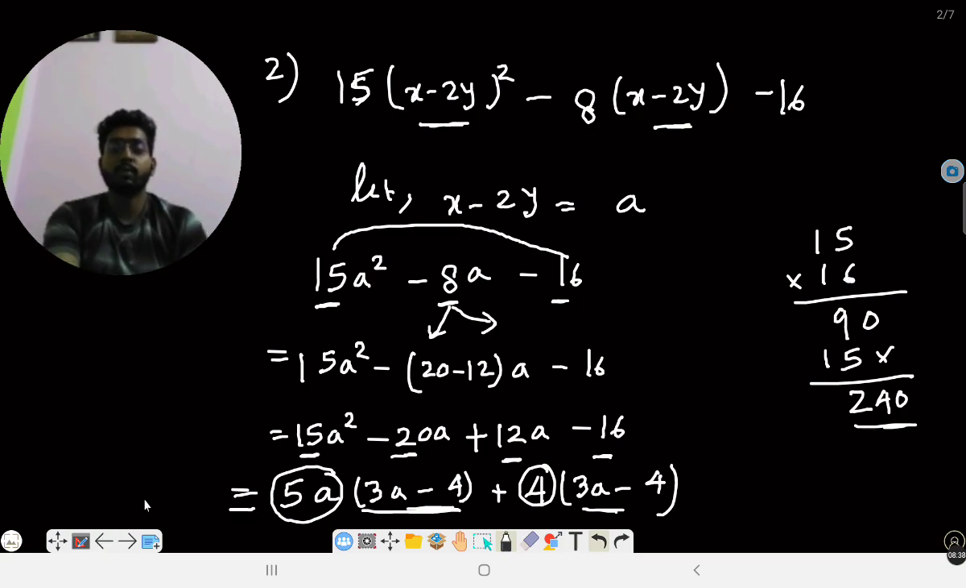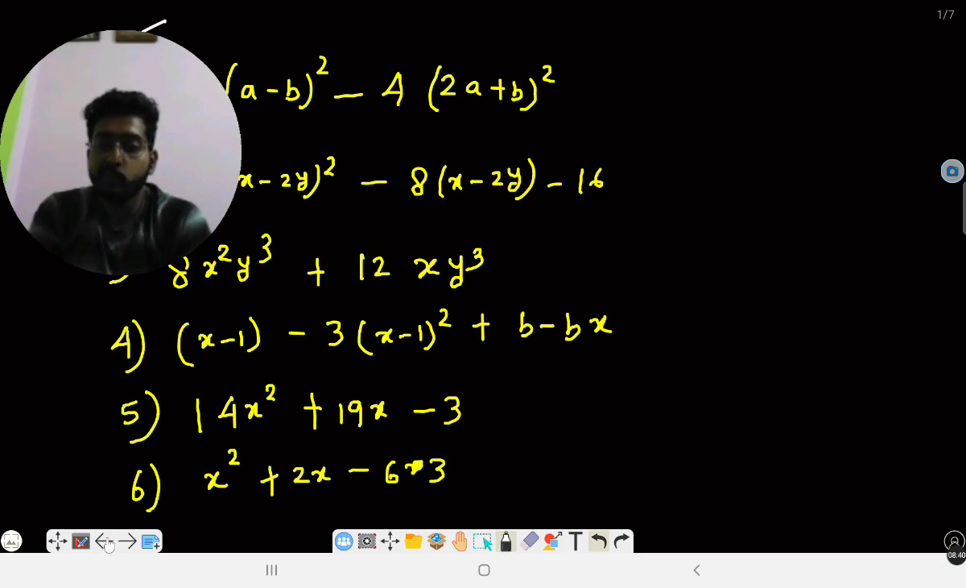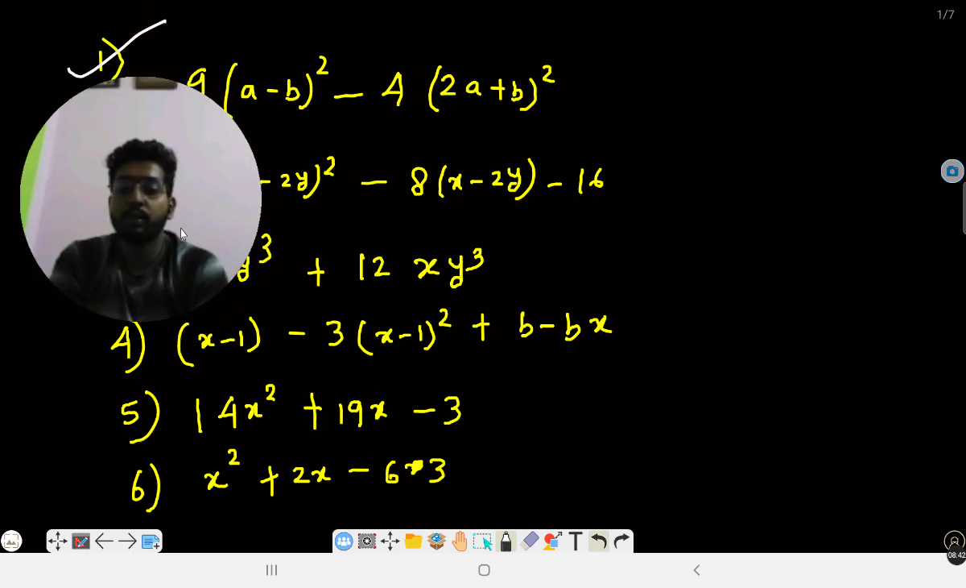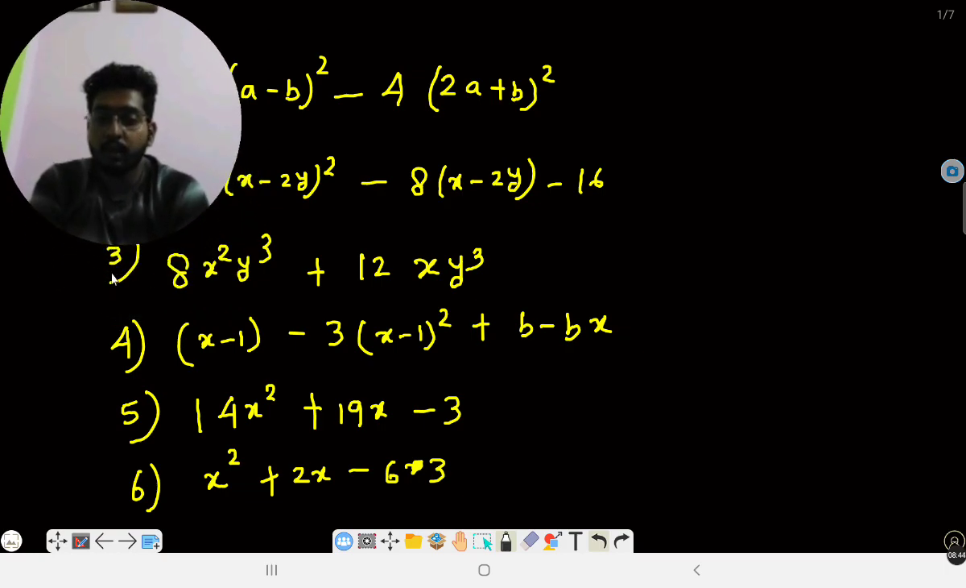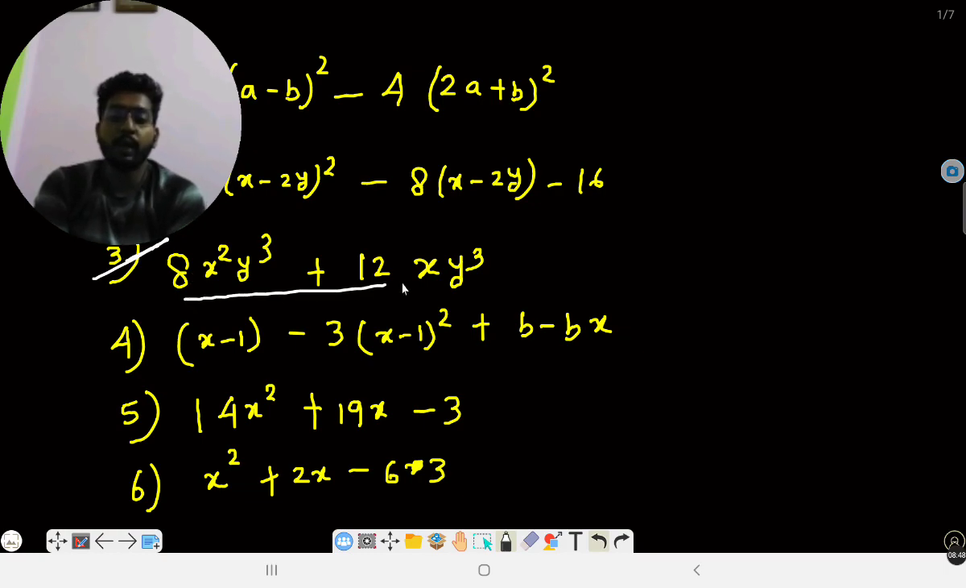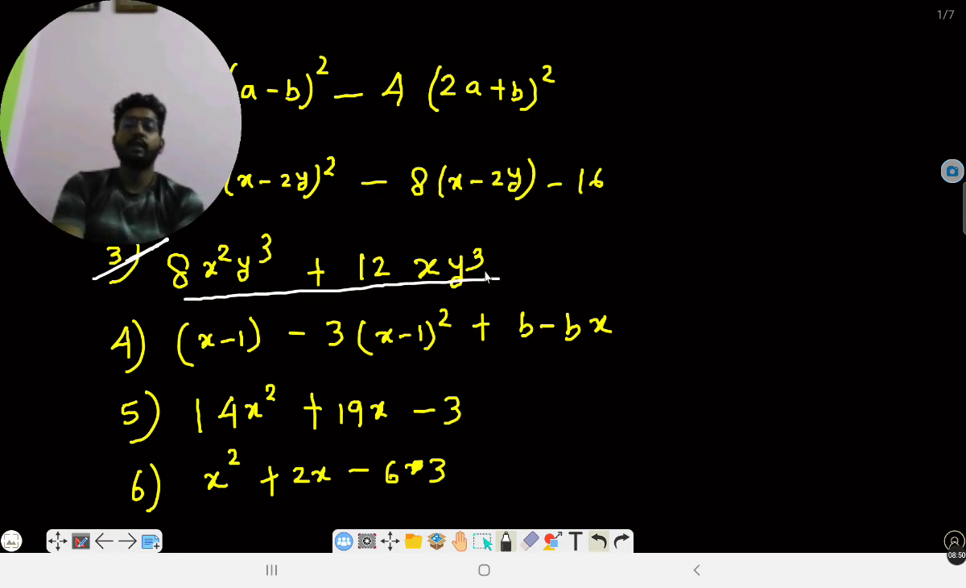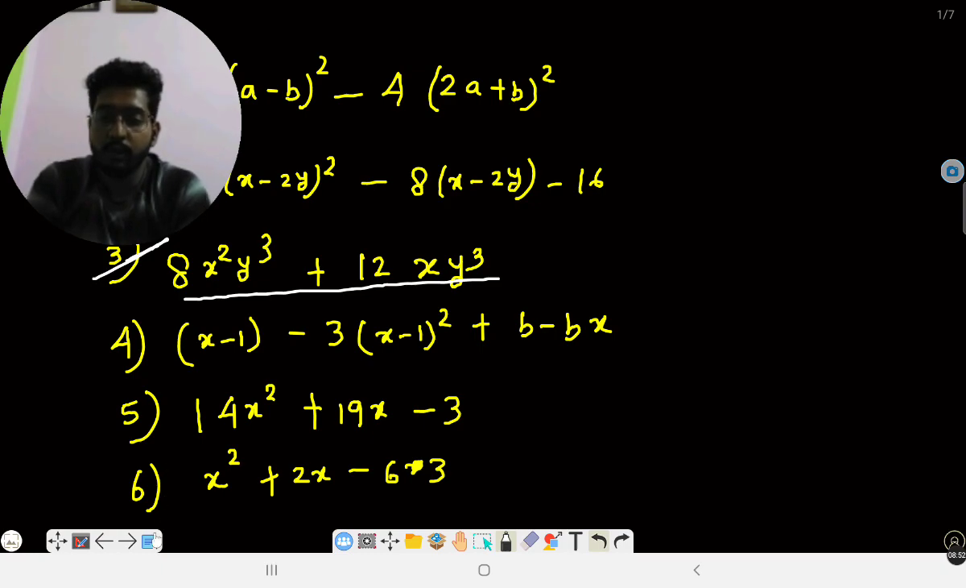So this is question number 2. Now we'll move to question number 3. So you can see, this is question number 3. It is written: 8x square y cube plus 12xy cube. This is a very easy one.